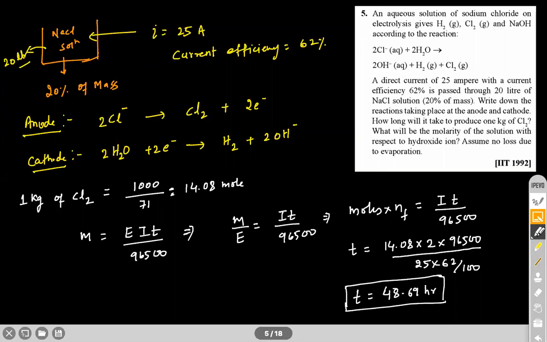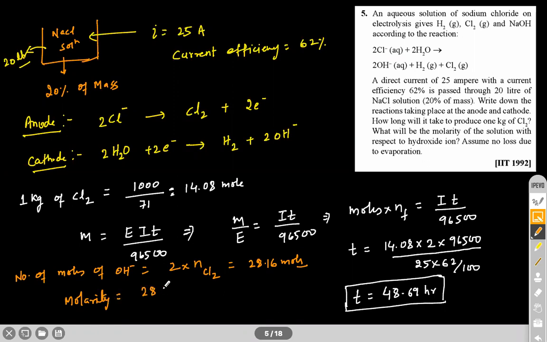So what we can write here, number of moles of OH minus is twice that of nCl2. That is 28.16 mole, right? 28.16. So molarity is what? Number of moles by volume of solution in liters.